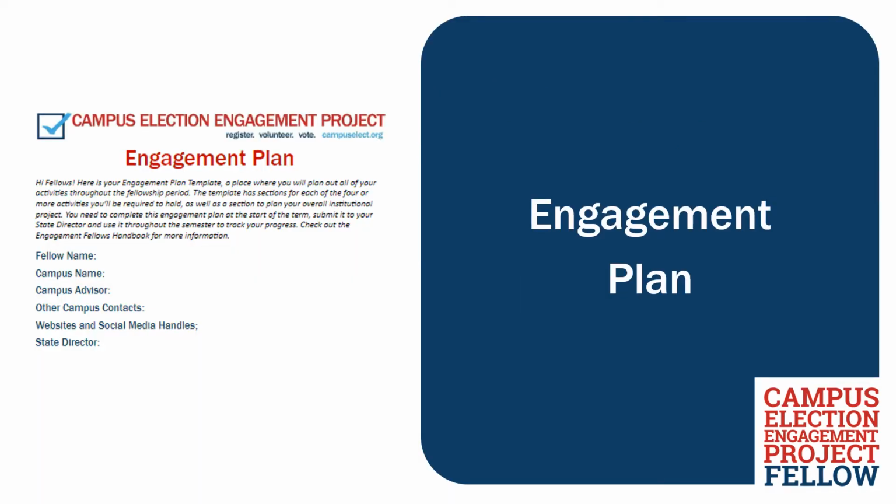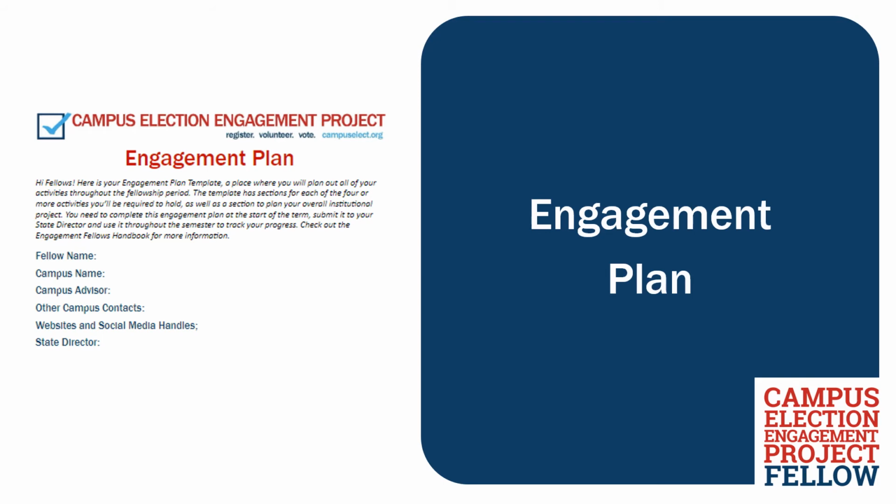Here's an example of the engagement plan. The plan includes sections for each of the 4 or more activities you will be required to hold, as well as a section to plan your overall institutional project. You will be required to complete this engagement plan at the beginning of the semester, submit it to your state director, and use it throughout the semester to track your progress. Before creating a plan, first check with your campus advisor to make sure a plan is not already in motion. Your campus advisor is the gatekeeper to important campus plans and should always be consulted before taking action.